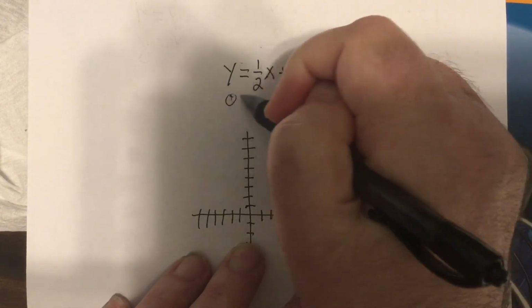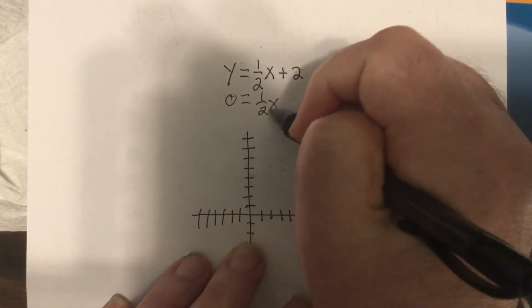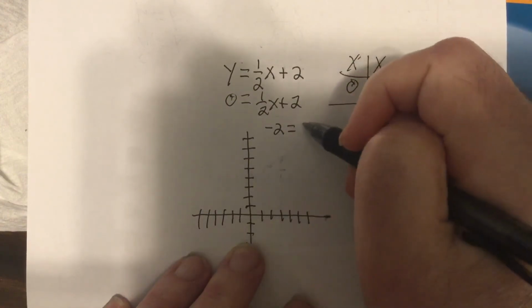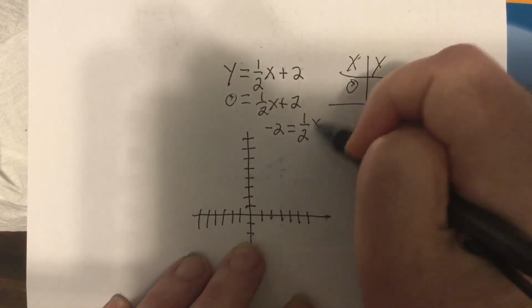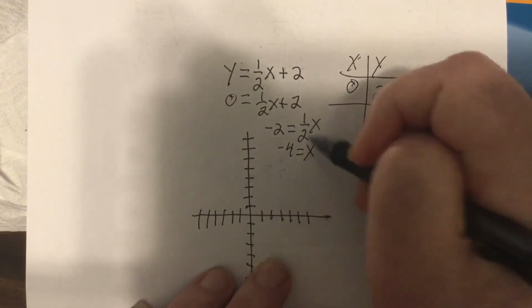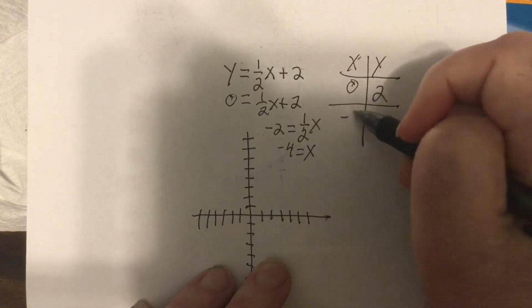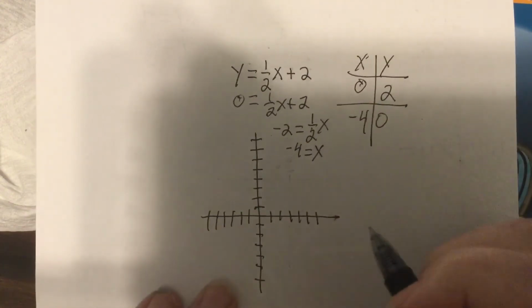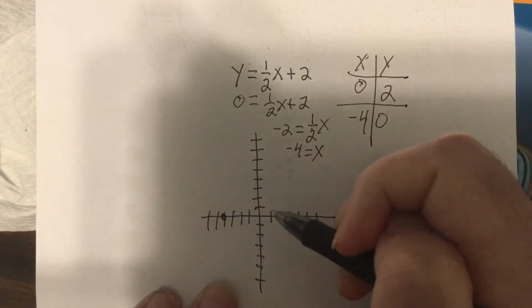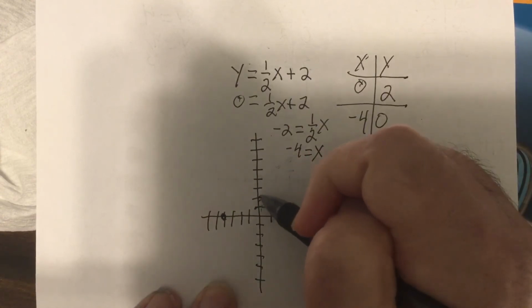Okay, put 0 in for y. Might not be able to do that in our heads. Let's see. Subtract 2. And I know I'm not lining up the equals. Shame on Murphy. Multiply by 2. So the x-intercept's negative 4. So 1, 2, 3, 4. And then 0, 2.